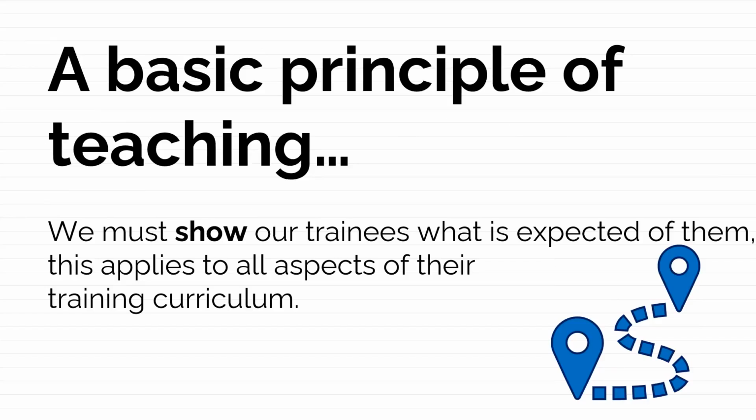It's also a basic principle of teaching, both in the primary classroom, the secondary classroom, or indeed the higher education classroom. If we think about the principles of constructive alignment, in order for our trainees to meet their learning outcomes, we must teach them to the learning outcomes. So in our context, we must show our trainees what is expected of them, and this applies to all aspects of their training curriculum, whether that's in the classroom or at university. They have to have opportunities to be shown what is expected of them and practice those skills before we then assess them.